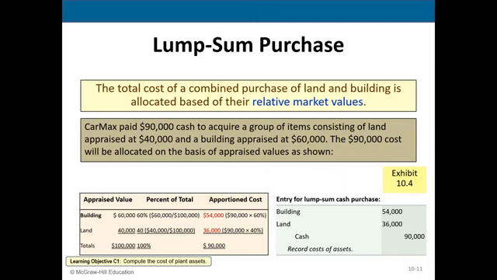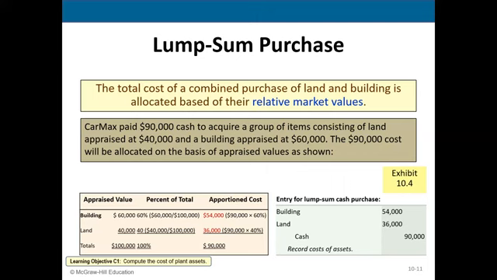The land at the time is $40,000. And the building at the time is $60,000. But I could already hear you, Dr. B, that's not 90. They paid 90. If you add 60 plus 40, that's 100. So where'd the difference come into play, you might be asking?